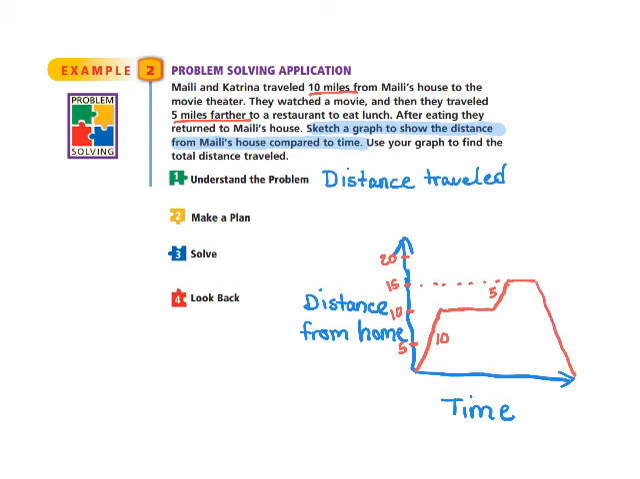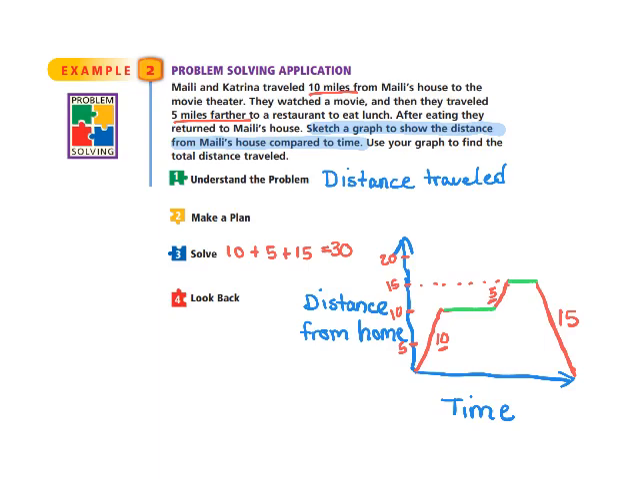Well, these two flat parts of the graph, when they're watching a movie and eating lunch, don't have any distance traveled. But getting to the theater, getting to lunch, and then this trip home, which would be that whole distance of the 5 here plus the 10 here to get back home. So to solve my problem, I'm going to add those distances. Well, they went 10 miles to the theater, 5 more to get to lunch, and then they went the 15 miles home. So that's a total of 30 miles.